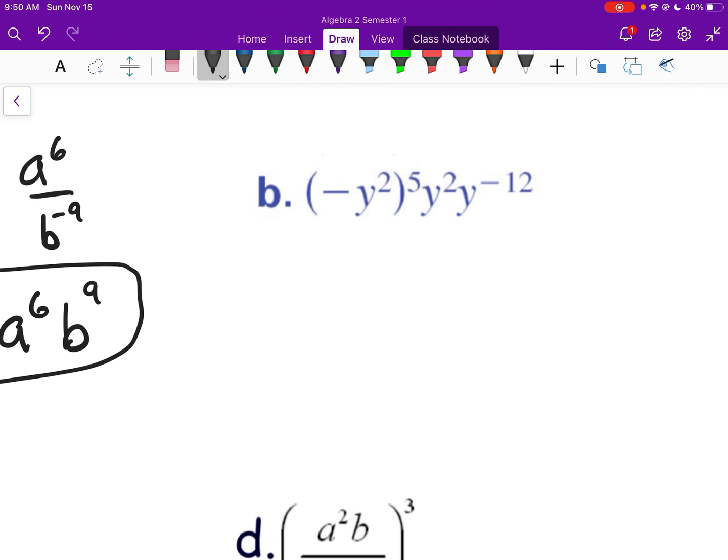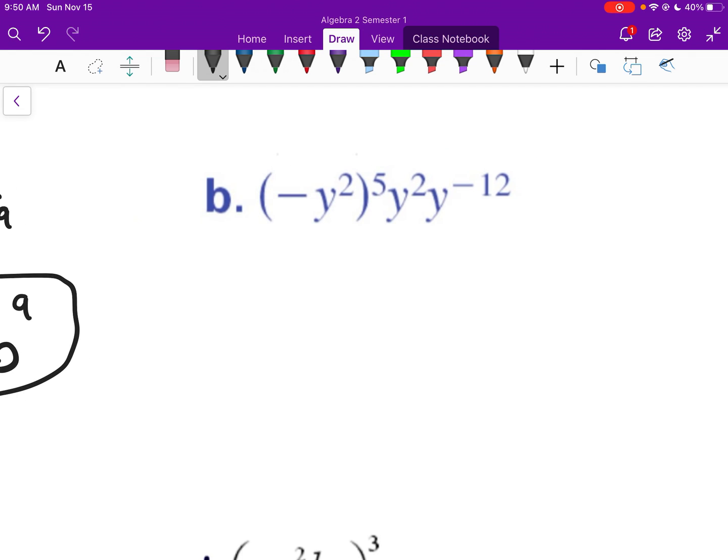All right, so in B, this one's pretty complicated here. So we got power of a product here. Again, when you get that -y squared, think of it as -1 times y squared.